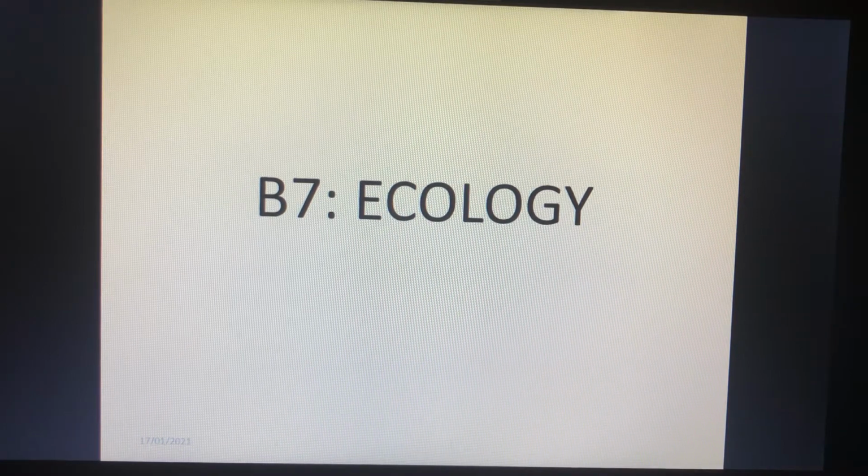Okay, so we can write on the front cover of our book, B7 Ecology. And it's paper 2, and paper 1 and paper 2 are tested a month apart from each other, so it's useful that we don't confuse our notes for the two topics and the two papers, that we keep them separate.